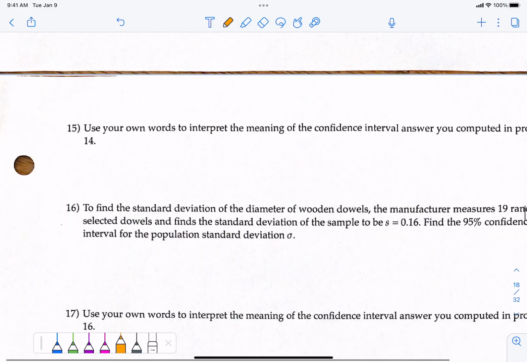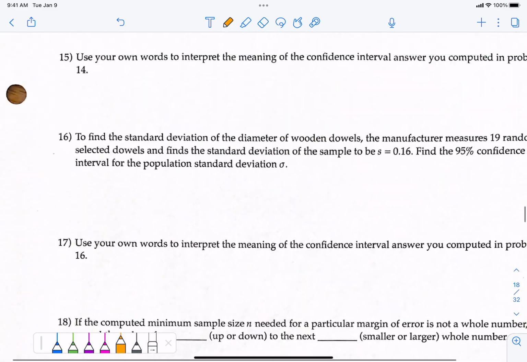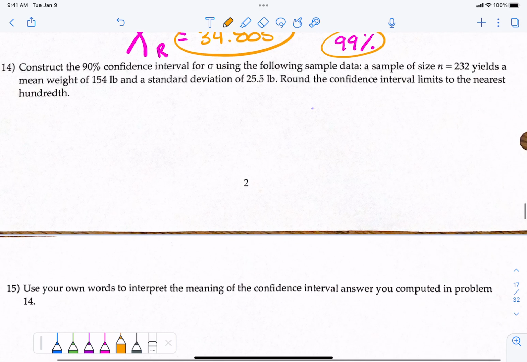All right, let's do 14. Let's see what we're trying to figure out. These are the hardest thing on the test: are we doing a mean? Are we doing a proportion? Are we doing a standard deviation? Which one are we doing?